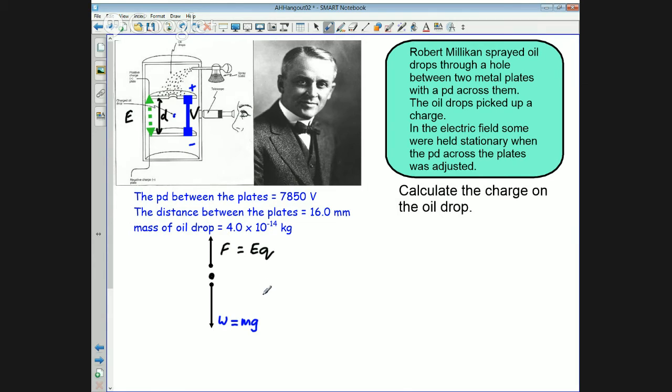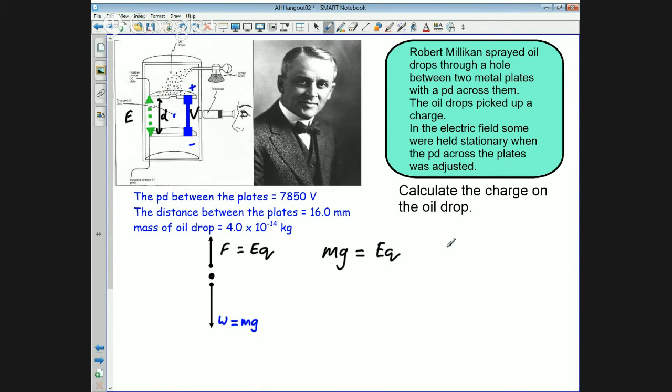Now these two forces will be equal, the oil drop will be balanced, and good old Robert Millikan, well, one of his undergraduates, will be looking at that oil drop and making sure it's stationary. But it's when it's stationary these two forces are the same, or when it's moving with constant speed. So let's equate the forces then. Mass times gravity. The weight should equal the electric field times Q.